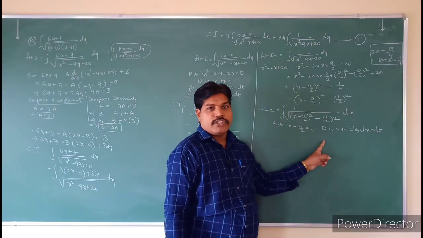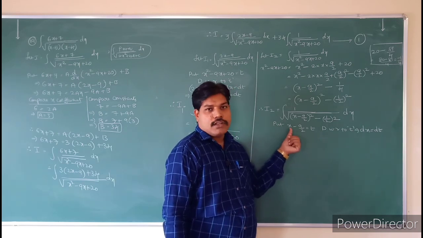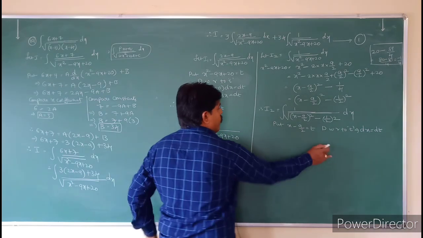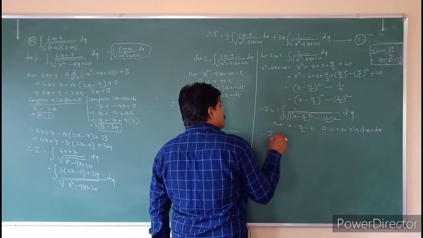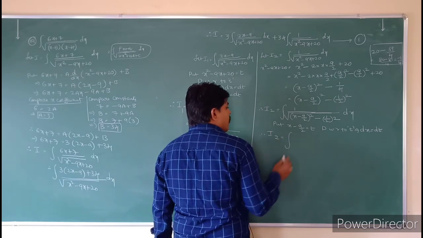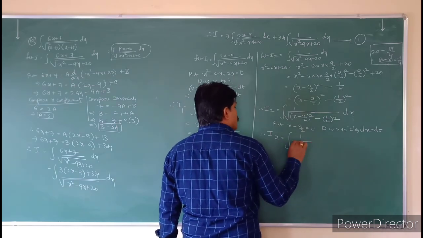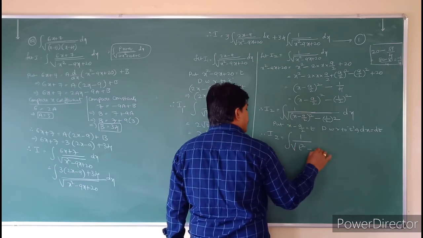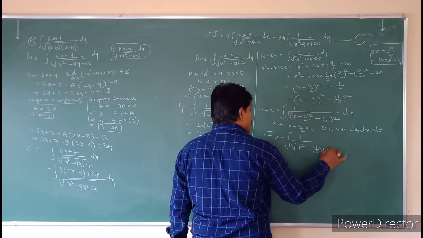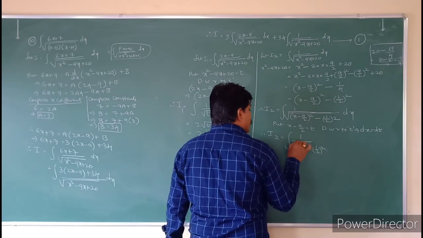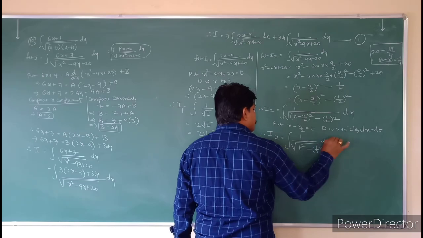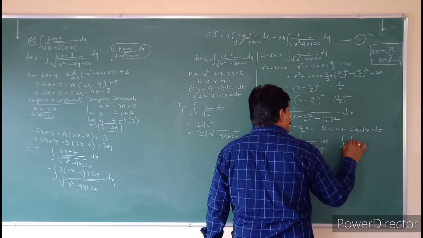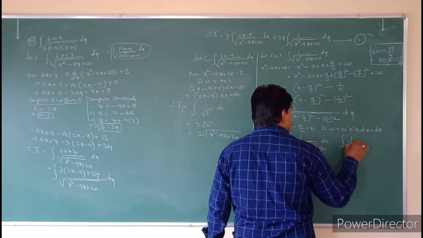So x minus 9 by 2 is equal to t. The derivative of x is 1, and the derivative of 9 by 2 is 0. So dx will become dt. So substitute this value. Therefore I2 is equal to integral of 1 by root of t square minus 1 by 2 whole square into dt. So what is this formula? Integral of 1 by root of x square minus a square formula.